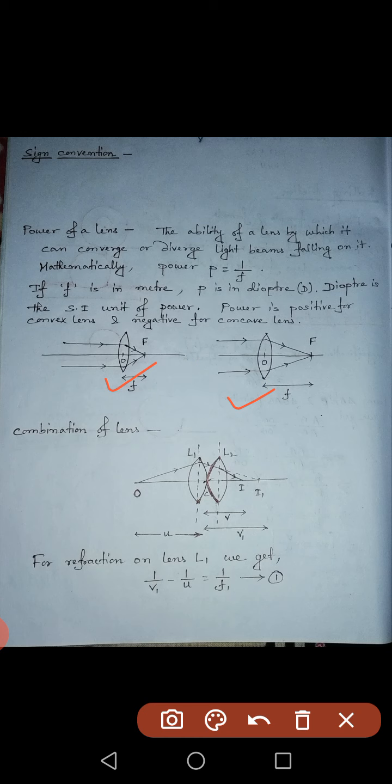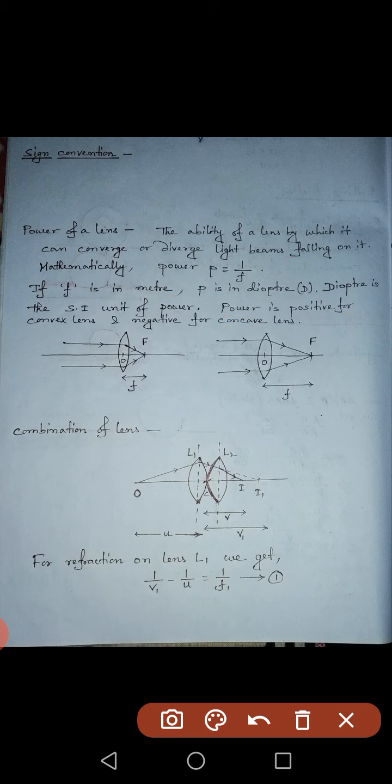In other words, mathematically, power is given by the reciprocal of the focal length. The SI unit of power is the diopter, but the unit will be diopter only if the focal length is in meters. Remember that if the focal length is in centimeters, you have to convert it to meters to get the power in diopters. Another thing: power is positive for a convex lens because the focal length is positive for a convex lens, and negative for a concave lens. So these are very important things that you have to remember.